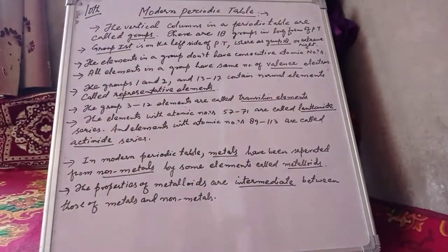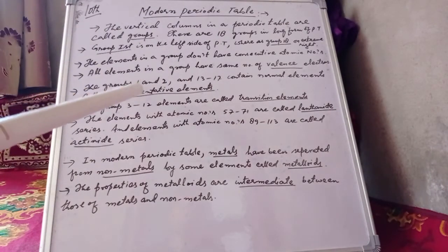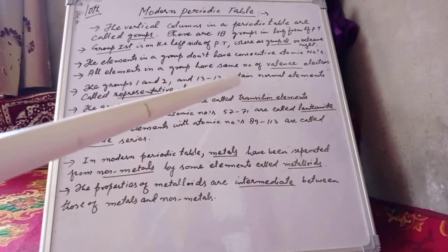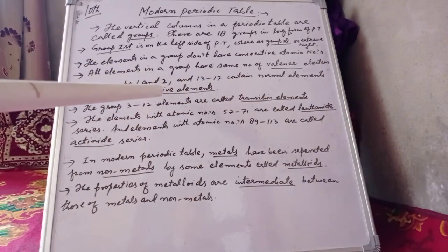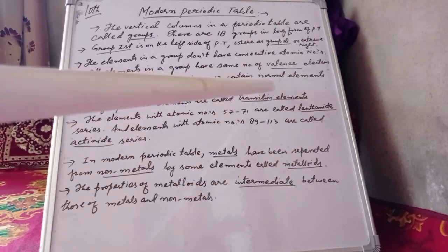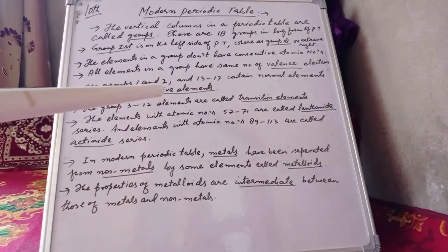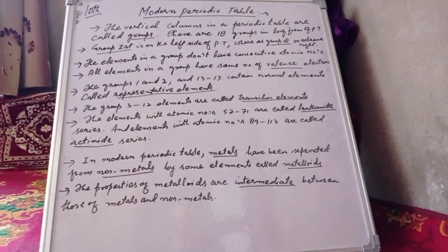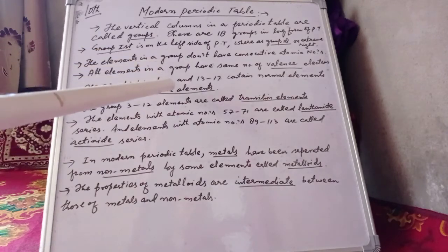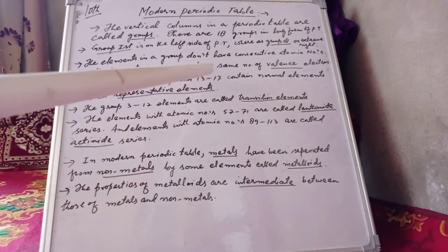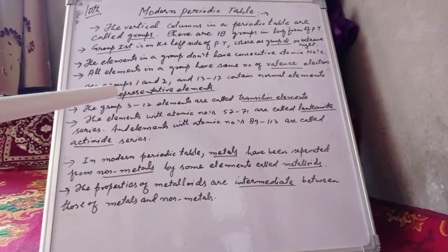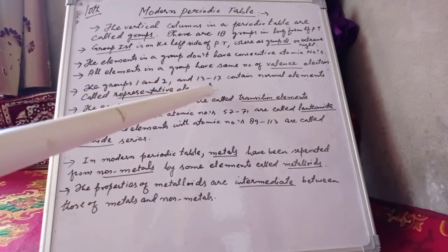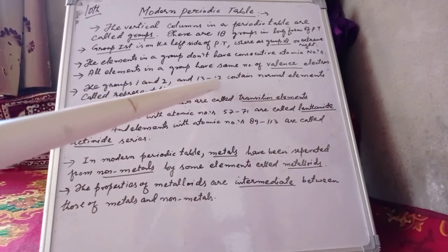Dear students, groups 1 and 2 and 13 to 17, remember it. Groups 1 and 2, the first and second group, and groups 13 to 17 contain normal elements, and they are called representative elements. So which groups of elements are called representative elements? Group 1, group 2, and groups 13 to 17 contain normal elements, and these groups are called representative elements of the long form of the periodic table, or modern periodic table.